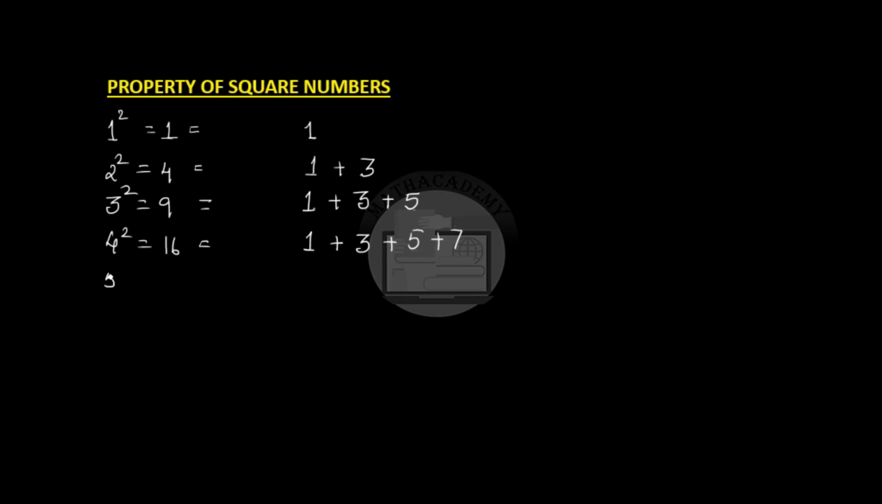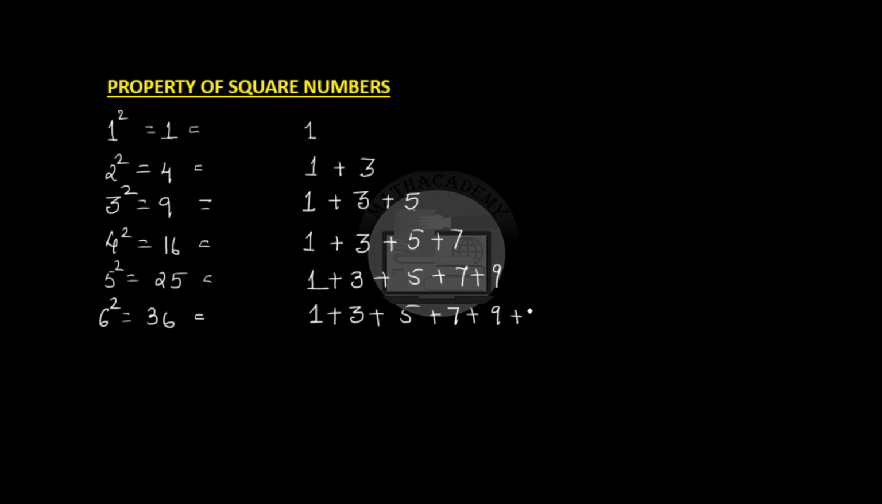4 square, which is 16, can be written as 1 plus 3 plus 5 plus 7. Let us go further ahead. 5 square is written as 1 plus 3 plus 5 plus 7 plus 9. Okay. 6 square, 36, similarly can be written as 1 plus 3 plus 5 plus 7 plus 9, which is 25, and you add an 11 to it, you get a 36, and so on. So what do we see?